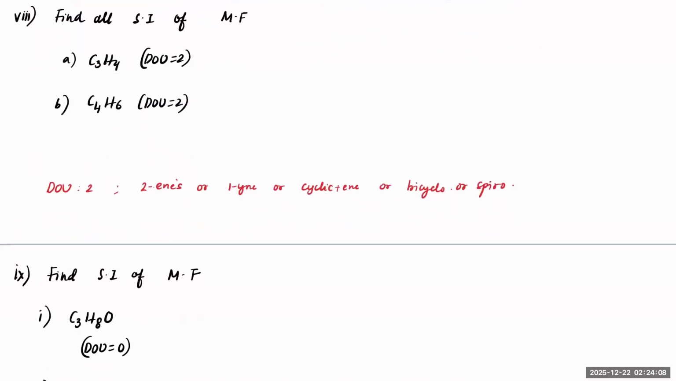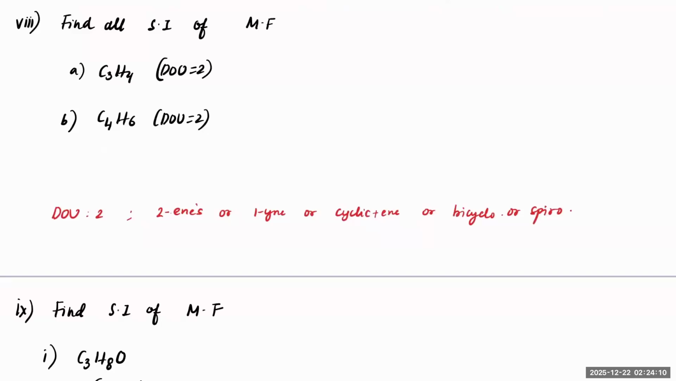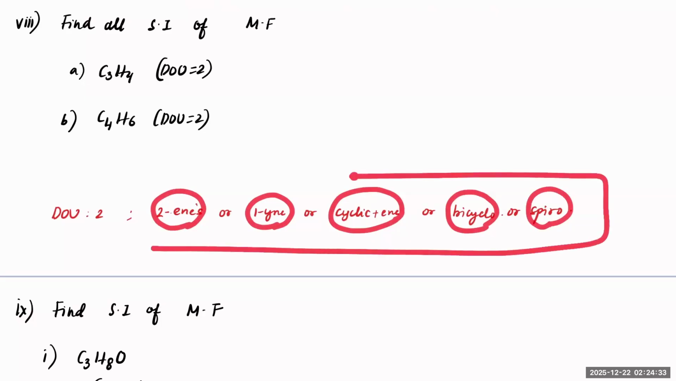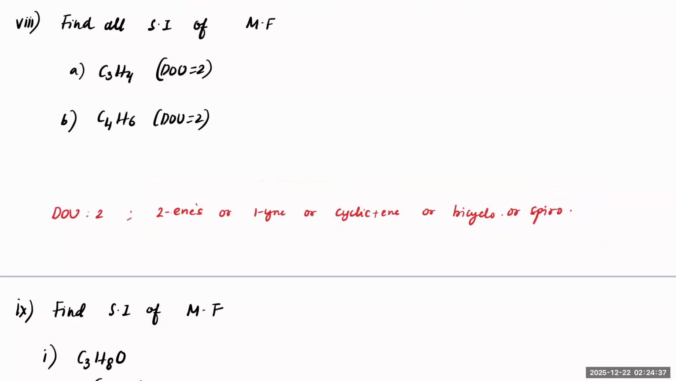See the next one. Find the number of structural isomers of the molecular formula C3H4. C3H4 has a degree of unsaturation of 2. So when you have 2, it can have two alkenes, right? So two enes, or one yne, or cyclic plus ene, or bicyclo or spiro. Can you see the possibilities? Five different possibilities. Okay, clear everybody?